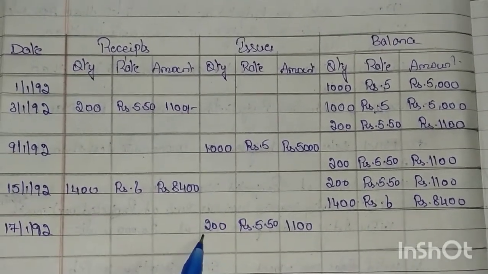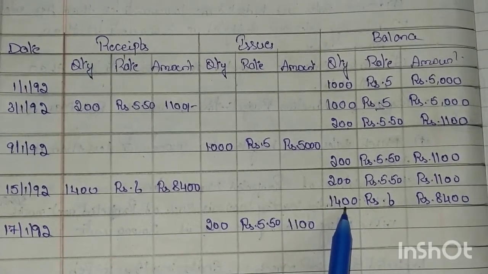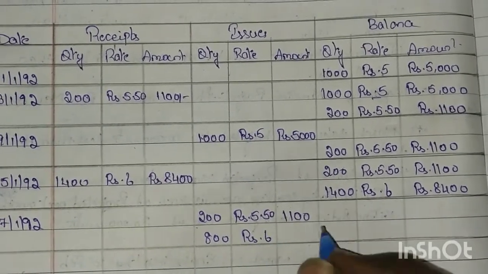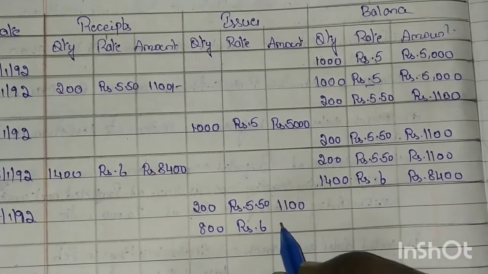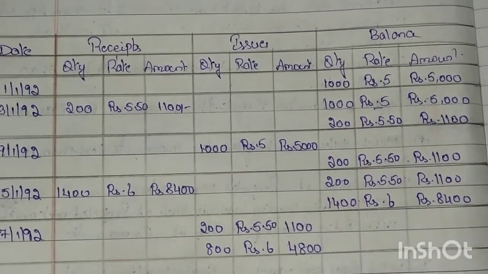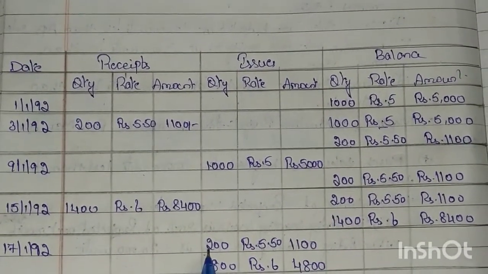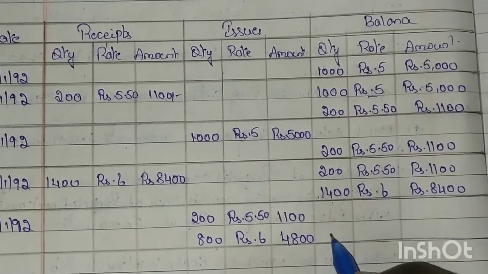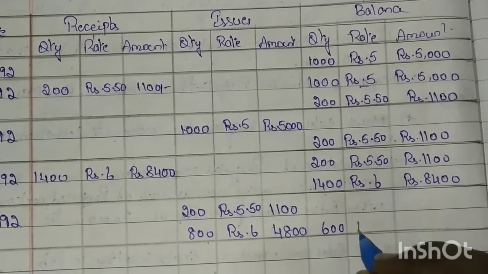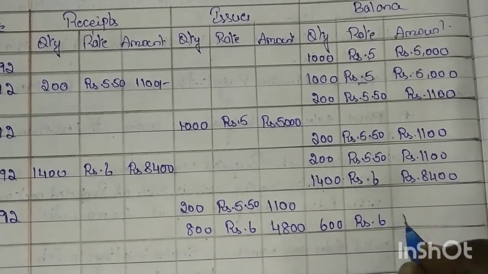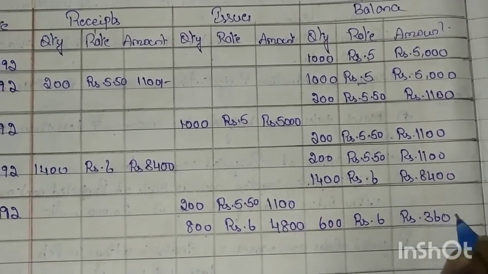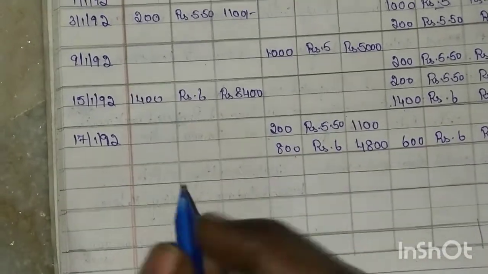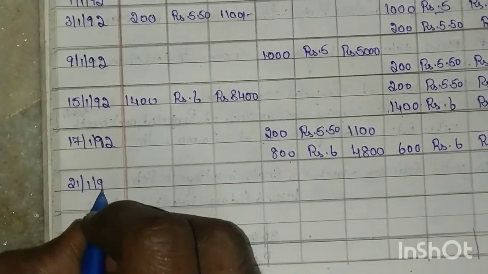But we have to issue 1000 units, and we have already issued 200. So the remaining 800 units will be taken from the new stock, that is 800 at a price of rupees 6, and the amount will become 4800. These 200 we have issued entirely, so that is closed, and out of these 1400 we have issued 800, so we will still have a balance of 600 units at a price of rupees 6. So the total amount will become 3600.